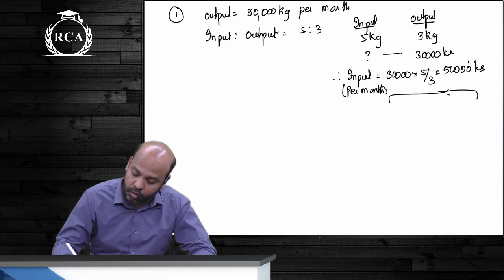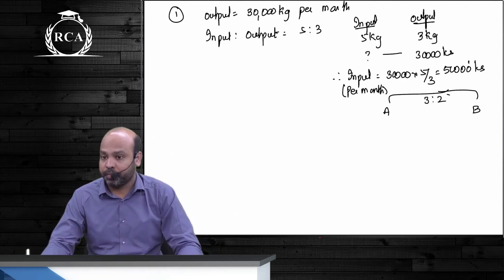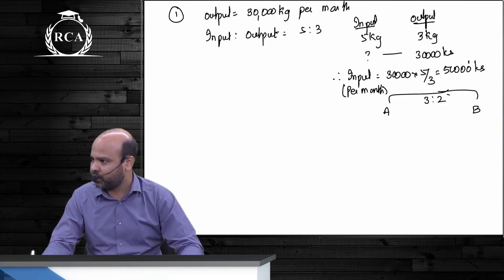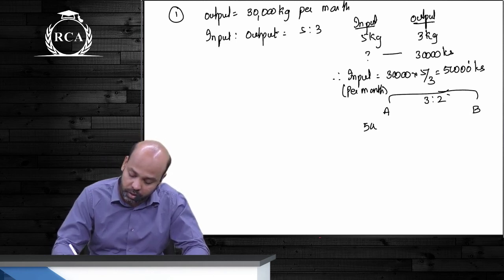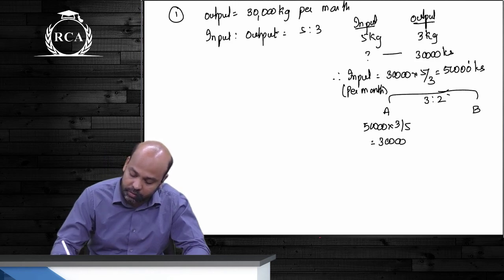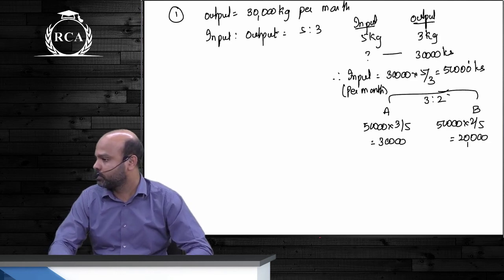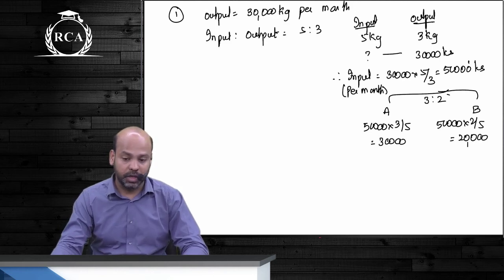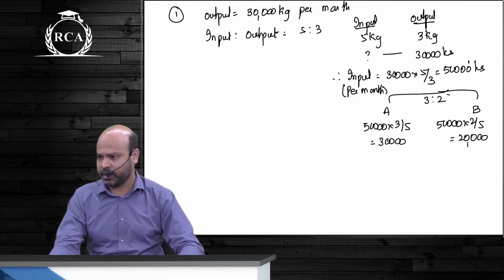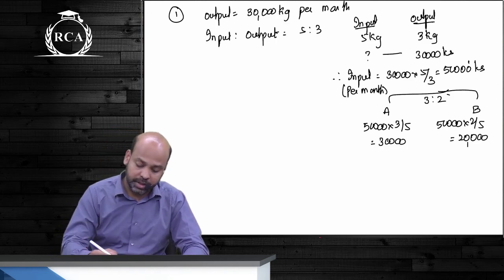This you will divide into raw material A and B. In what ratio are we going to divide? This is also given in the question, that your raw material A and B are to be used in the ratio of 3:2. So 50,000 multiplied by 3 by 5, that is 30,000. 50,000 multiplied by 2 by 5, and that is 20,000 kgs. 30,000 and 20,000 kgs is the requirement, guys. This also answers the first bit. Is it clear?